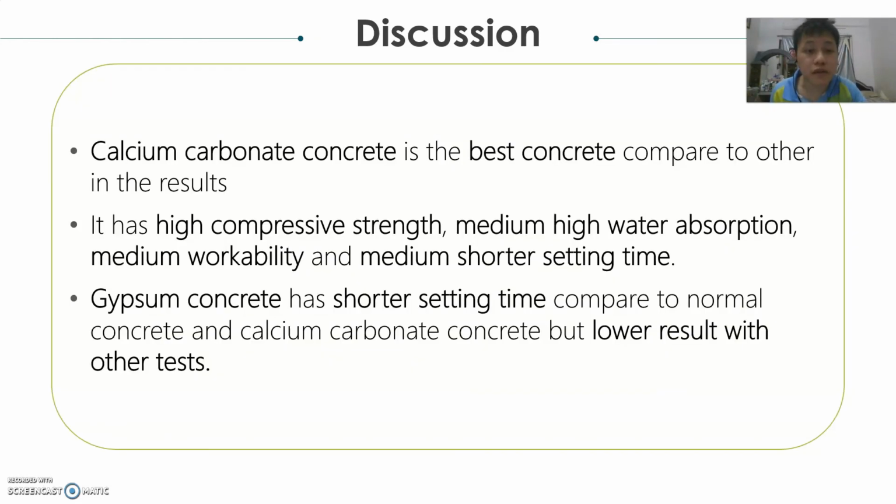After comparing the 4 tests with the results of 3 different concrete, all the articles we found use a few constant conditions such as time taken of test, 28 days for hardening concrete, and the room temperature during the experiment. We can know the result as calcium carbonate is the best concrete compared to others. It has high compression strength, medium high water absorption, medium workability, and medium shorter setting time. However, gypsum concrete has shorter setting time compared to normal concrete and calcium carbonate concrete, but lower result with another test.